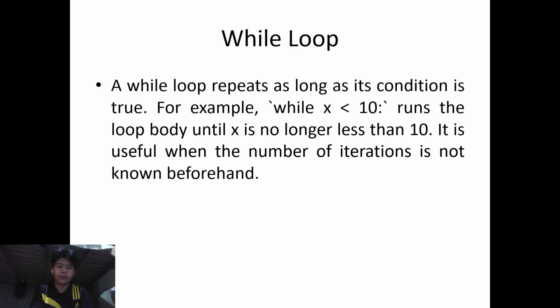So here in the while loop, a while loop repeats as long as its condition is true. For example, while x less than 10 runs the loop body until x is no longer less than 10. It is useful when the number of iterations is not known beforehand.